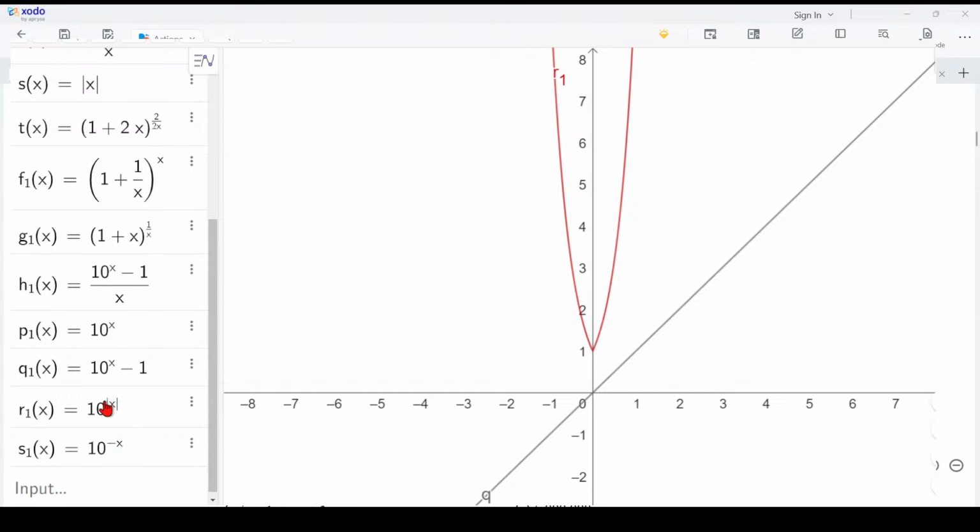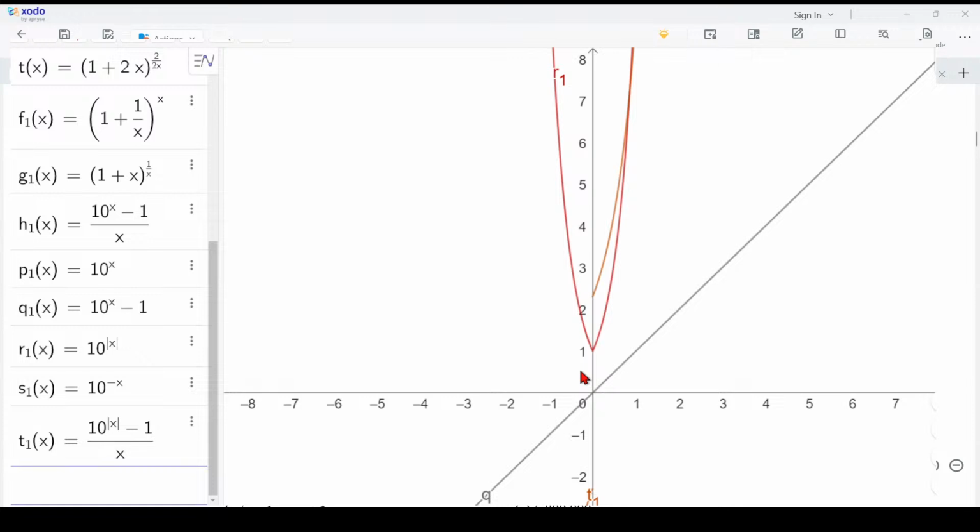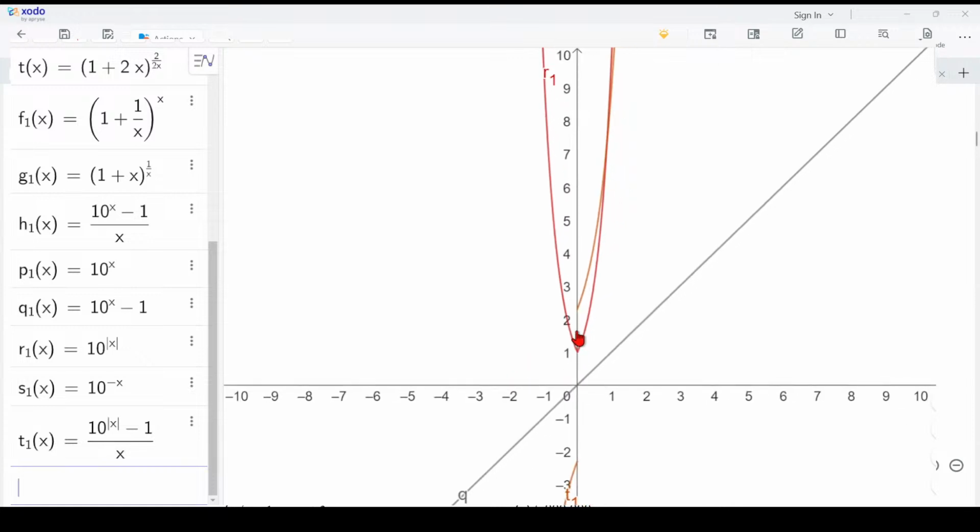Now if you do the same thing with 10 power mod x minus 1 by x, the graph is shifting 1 unit down, the whole graph, but it is still always positive.